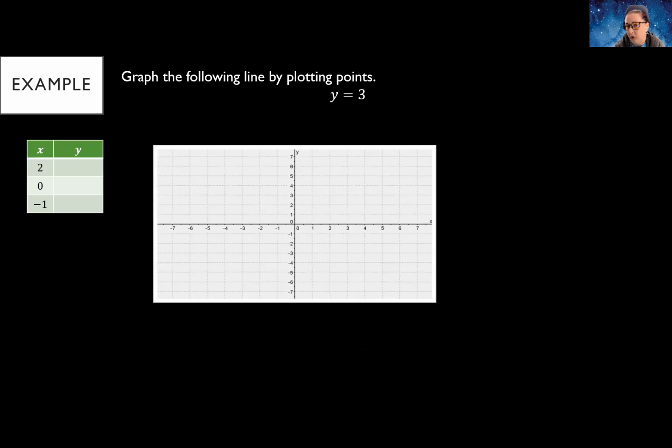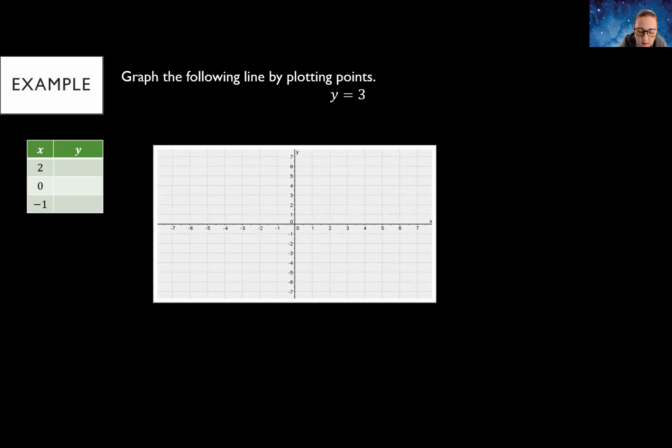So we're going to do some graphing of these lines. We're going to start by plotting points. Let's say you have a table and you need to fill in the table to graph this line, and your equation is y equals 3. On our table, we're given x values: x equals 2, 0, and -1.